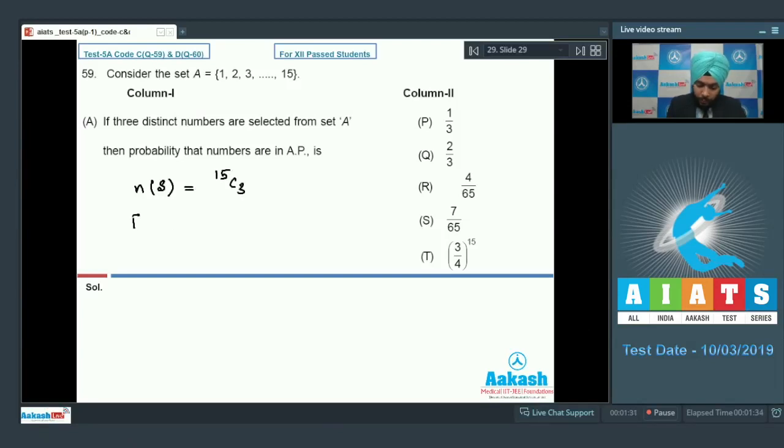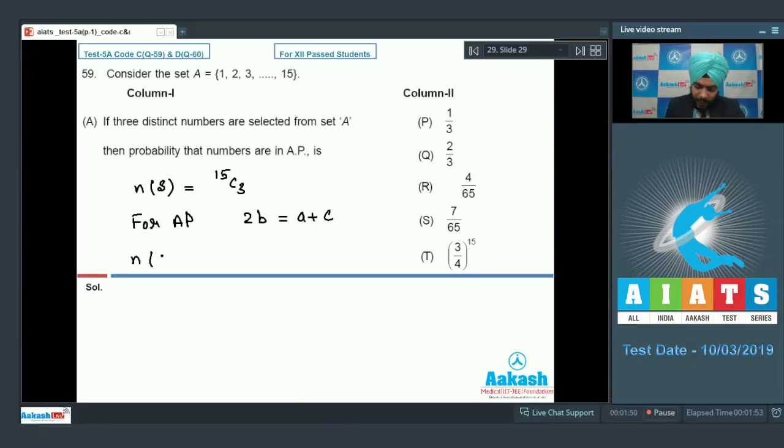For AP, we have the condition that if 3 numbers selected are A, B, C, we have 2B equals A plus C. So the sum of A and C is an even number, it is 2B. So we have two possible cases. पहला case A और C दोनों even हो, दूसरा case A और C दोनों odd हो.